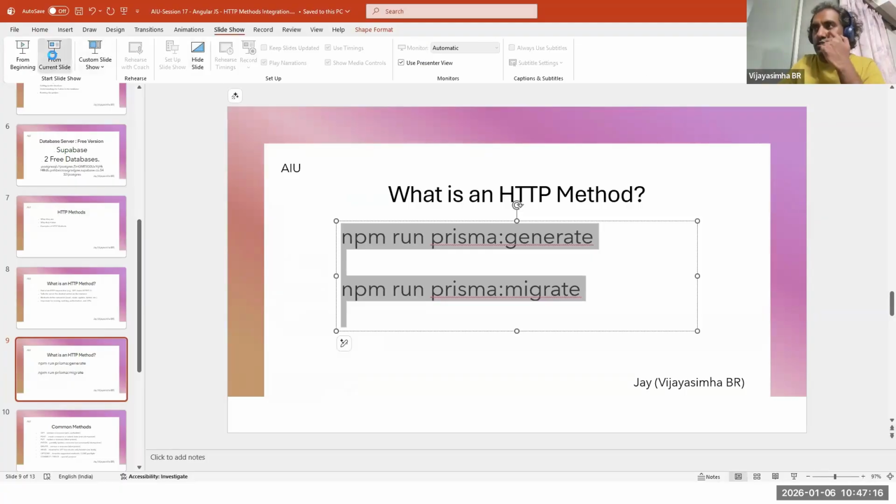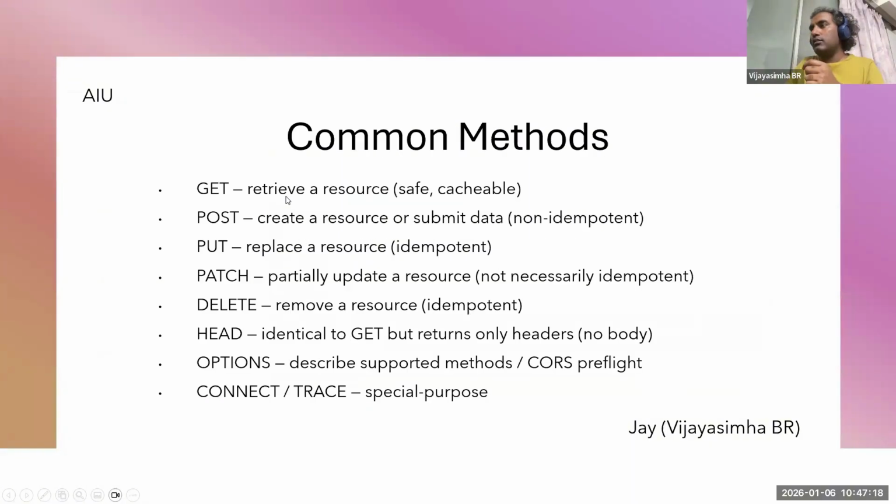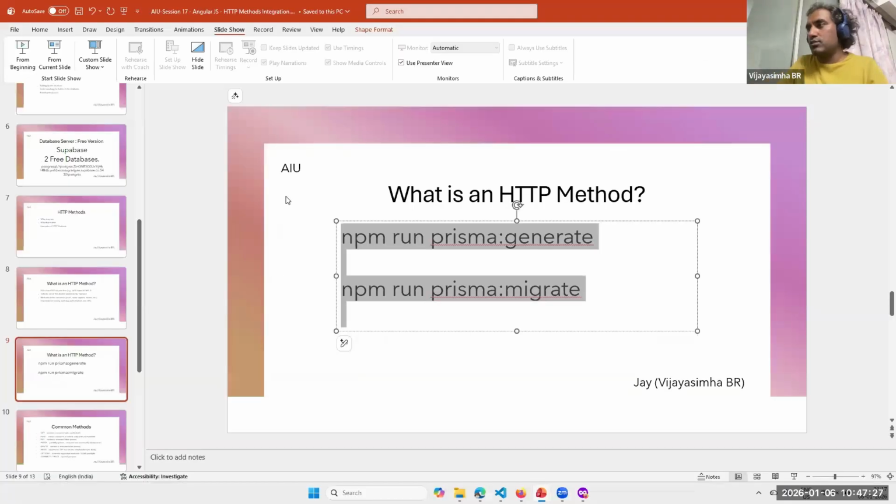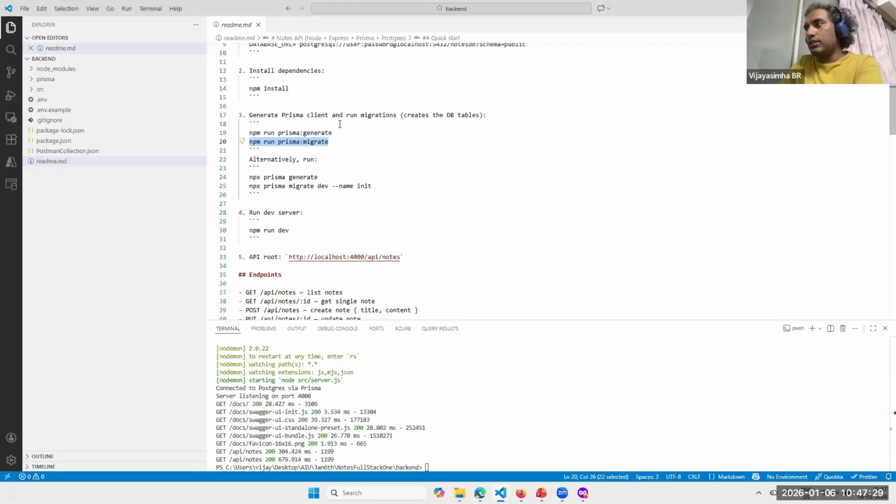And of course, the session is getting recorded. So we need to go ahead and run these 2 commands: npm run Prisma generate, and npm run Prisma migrate. So please make a note of it. What I'll do here is quickly run those two commands in my terminal.